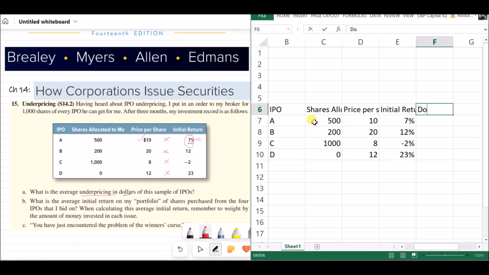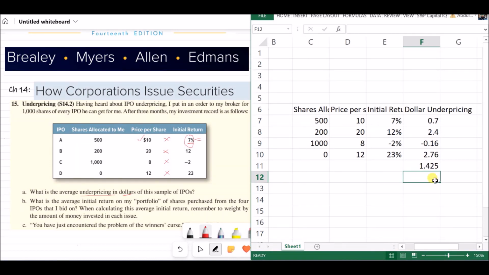So to calculate the dollar underpricing, we will just take the share price and multiply it with the returns, and we will just drag it and all the underpricing will be calculated. Now our requirement is average underpricing. To calculate the average, we will add up all of these, A plus B plus C plus D, and divide it by 4. Or we can just write the average formula here, and right here we have $1.42.